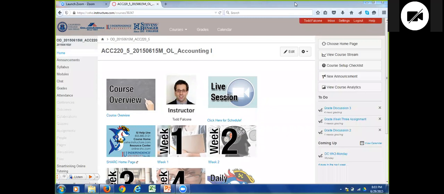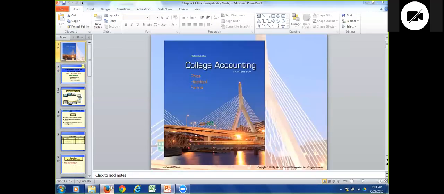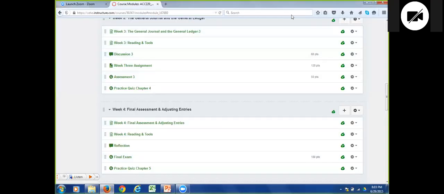This week, we're going to look at general journals and ledgers, how to complete a general journal and post to the ledger. So that's what we're going to look at in, I believe it's chapter... I do not even know what chapter. Let's take a look at week 3. In fact, I have it right here, chapter 4. That's the chapter we were looking at tonight.